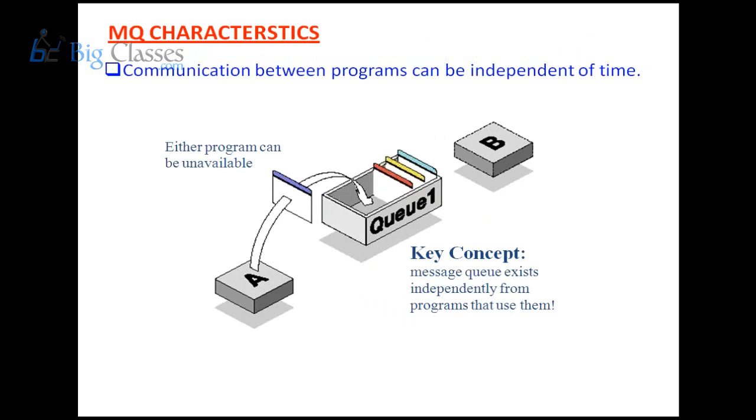MQ supports time independent communication between distributed applications. Here, application A is putting a message in Q1 for application B. Application B is not available now. When it becomes active, it connects to the MQ server and draws the data from the MQ server.